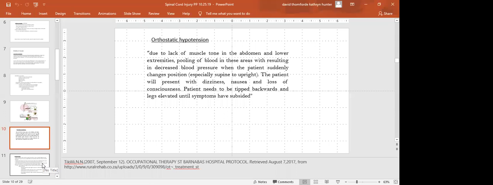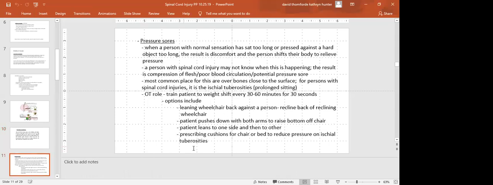Okay, that's orthostatic hypertension. We also need to talk about pressure sores. I'm sure all of you have worked with the problem of pressure sores, and you know it's a problem whereby the skin between a bone and a hard surface is compressed, and the result is lack of blood flow to that area. And of course, any of us, if we're sitting for too long and we press, for instance, our ischial tuberosities against a cushion, we feel uncomfortable. So we move around, we shift from side to side.